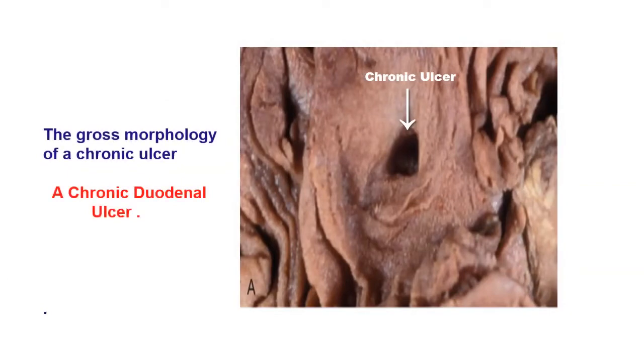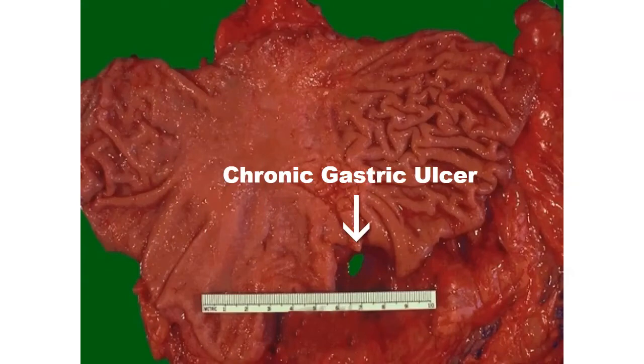This is the gross morphology of a chronic duodenal ulcer, in which there is a local defect in the mucosa or in the wall of the duodenum. This is the gross morphology of a chronic gastric ulcer, causing perforation of the gastric wall.